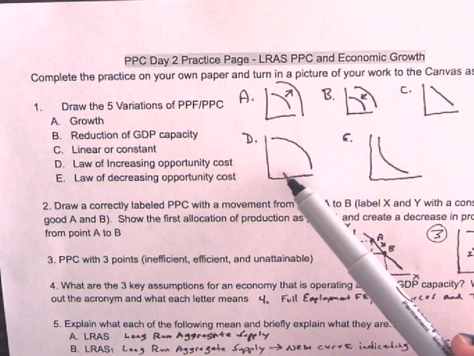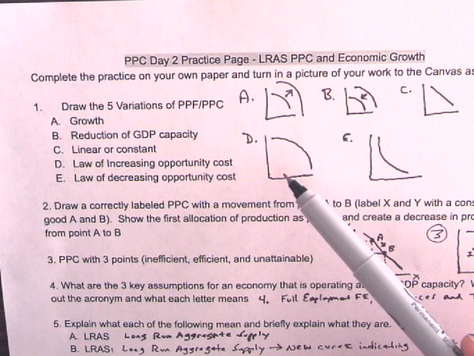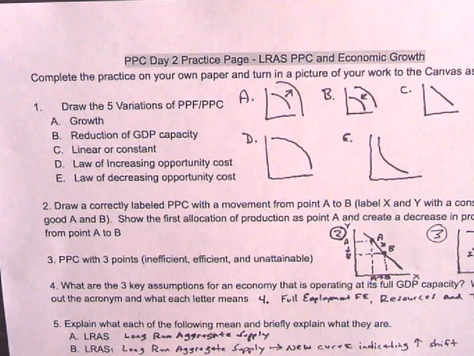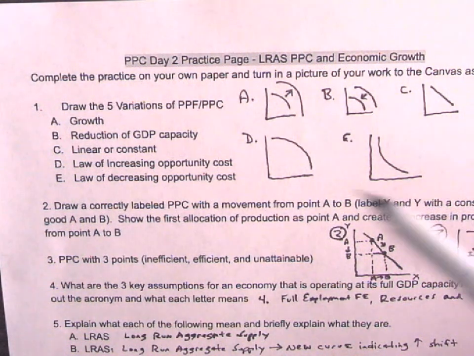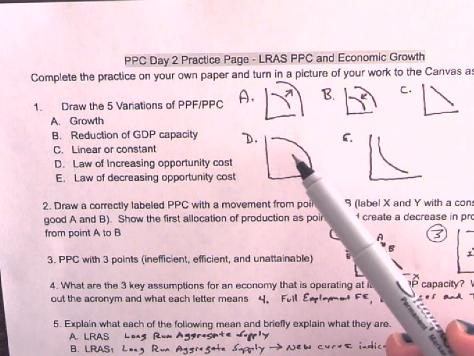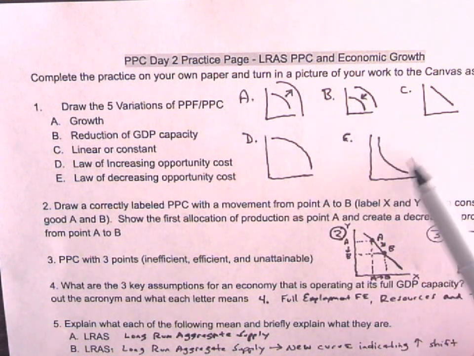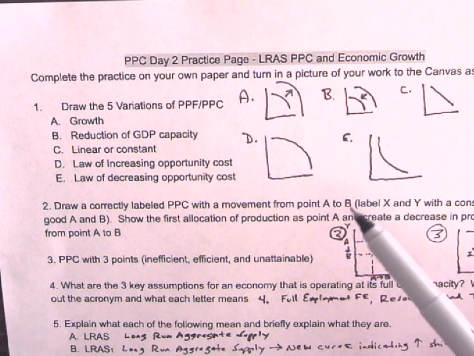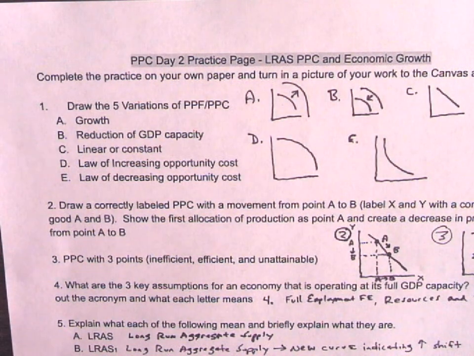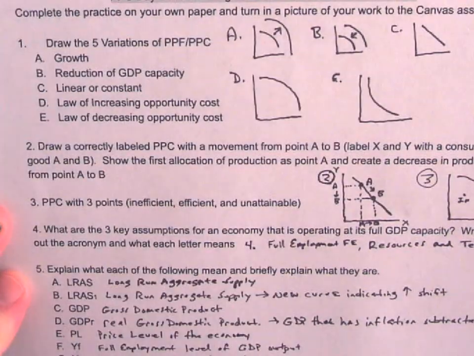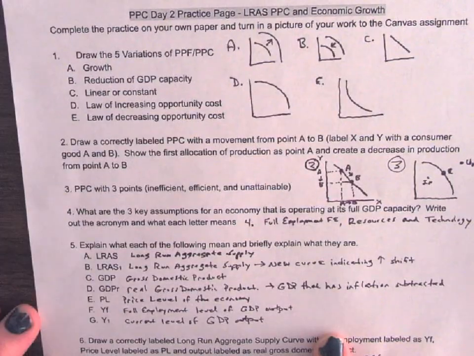This right here, D, is the one that bows outward, the law of increasing opportunity cost, because remember, all resources are not suited for the production of all goods and services. As we produce one item with the same resource, we give up the chance to make more and more of that other item. So that's the law of increasing opportunity cost. The decreasing opportunity cost is the one that bows inward. That was on E. That would be the opposite, where we get better and better with our resources for each one we make.